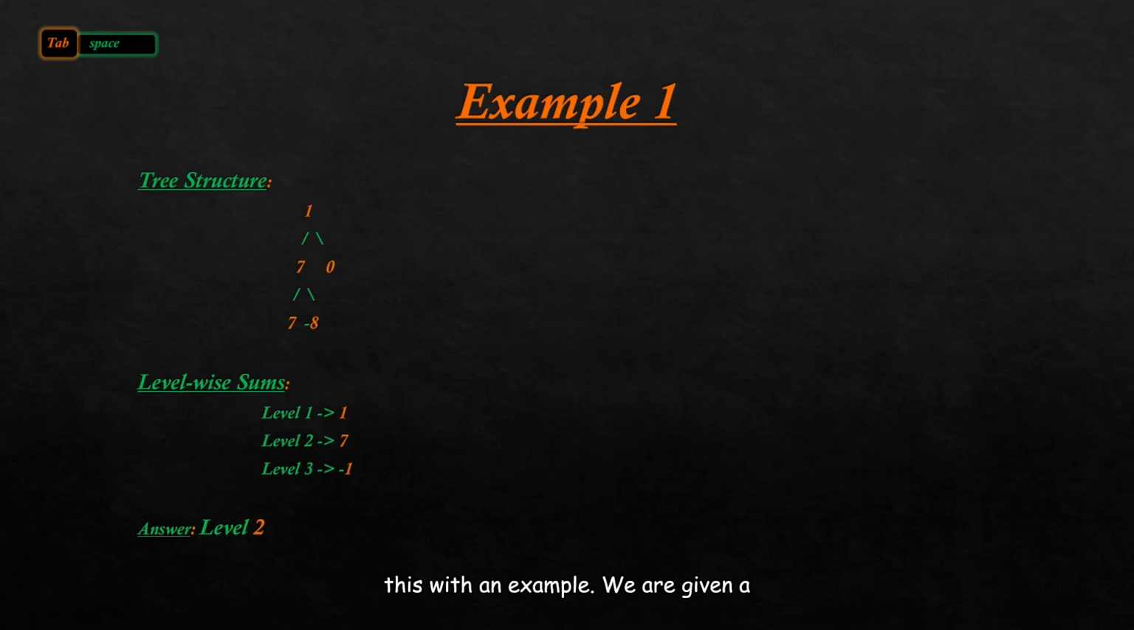We are given a binary tree where the root value is 1. At level 2, we have nodes 7 and 0. At level 3, we have nodes 7 and -8. Now let us compute the sums. Level 1 sum is 1, level 2 sum is 7, level 3 sum is -1. The maximum sum occurs at level 2, so the correct answer is 2.